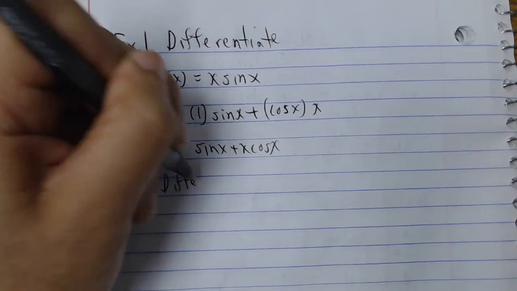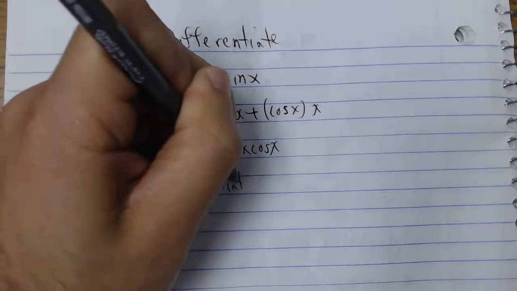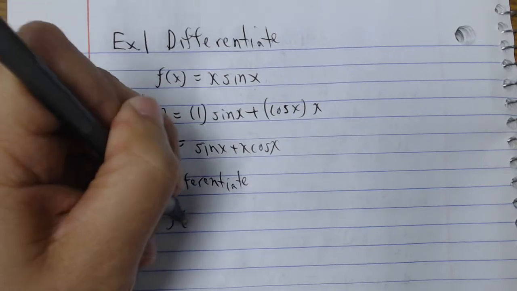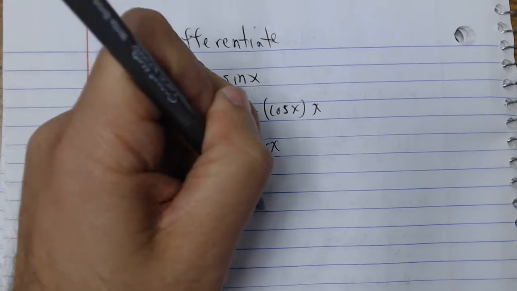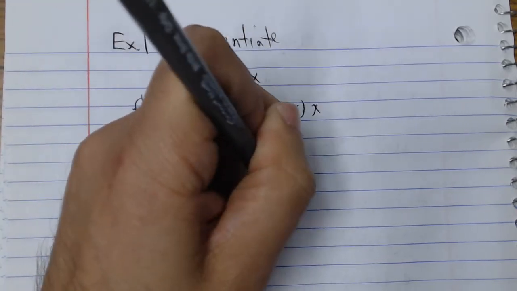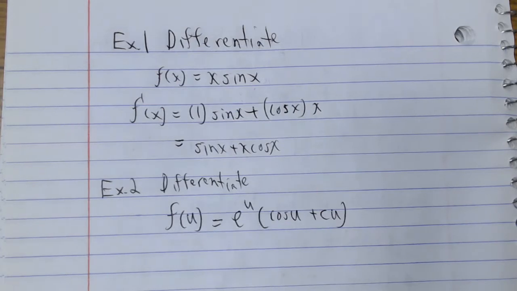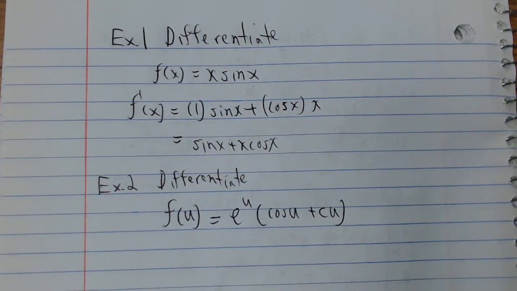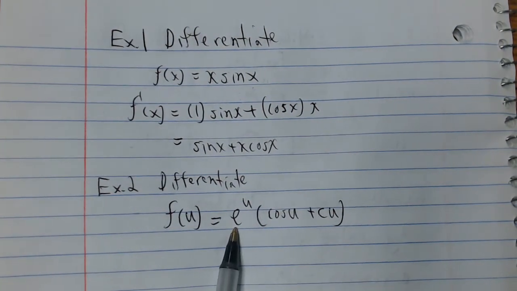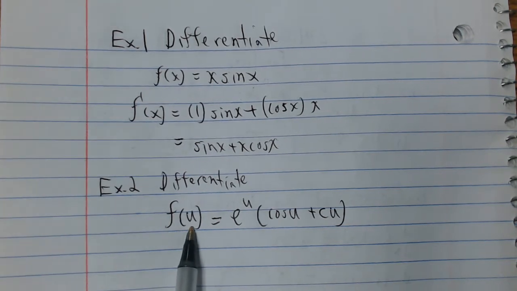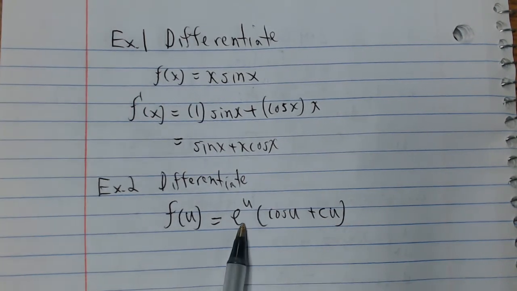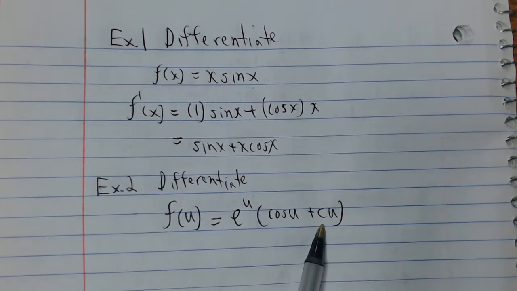Differentiate f of x, or f of u, let's call it. Let's just change up our variable: e to the u times cosine of u plus cu. Now if you look at this, when I find a derivative, notice how e is a number. We already know that's 2.71 and so on. But this function is telling us what? The variable here is u. So e is a constant, but what am I going to treat c as? Well, c is not my variable, so c is a constant.